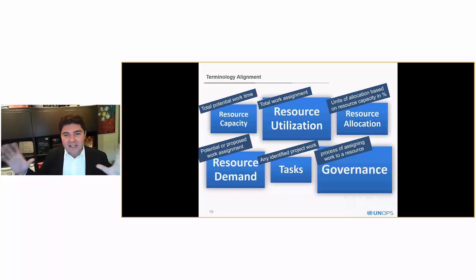So these are very simple explanations and descriptions for each one of the terms, but you must align across your organization. And this does not need to be completely aligned with all the people of all the descriptions. As soon as your organization knows that when you're talking about utilization, you're talking about total work assignment, or your own definition.